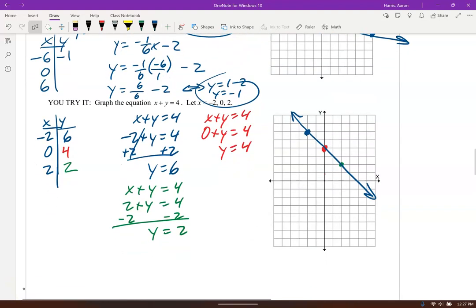There's your work for that one. So you should have the ordered pairs negative 2, 6, 0, 4, and 2, 2 on that one. Then you go ahead, graph those, and draw the line.